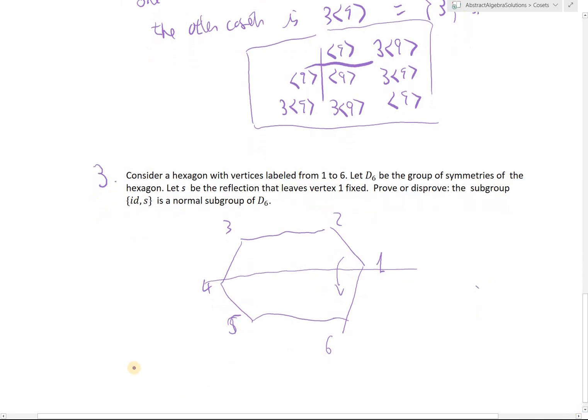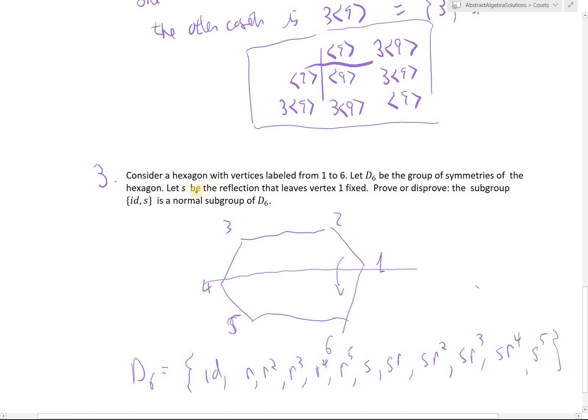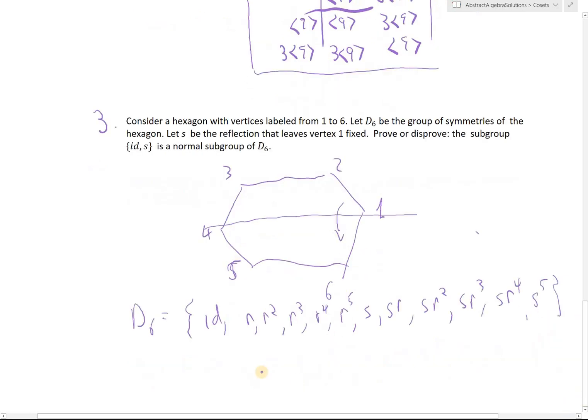Now we know that D6 has this form. It has the ID, R, R squared, R cubed, R to the 4th, R to the 5th. And then it has S, and then SR, and then SR squared, SR cubed, SR to the 4th, SR to the 5th. Okay. Now, let's take ID and S.